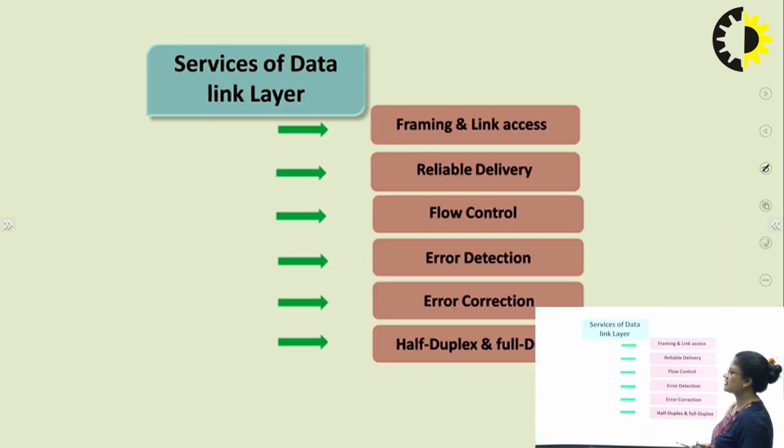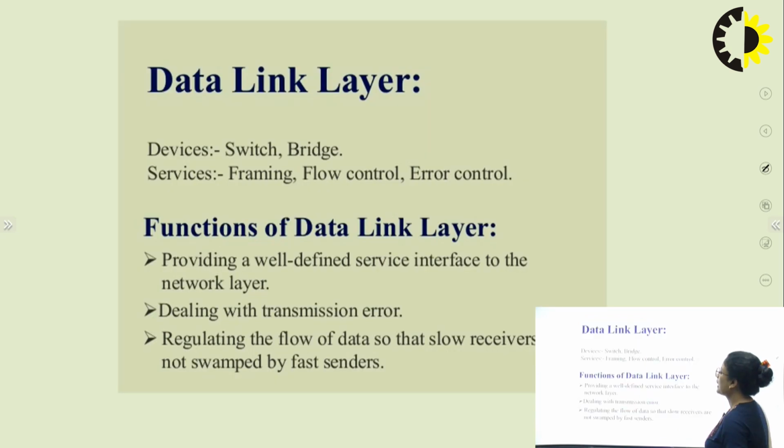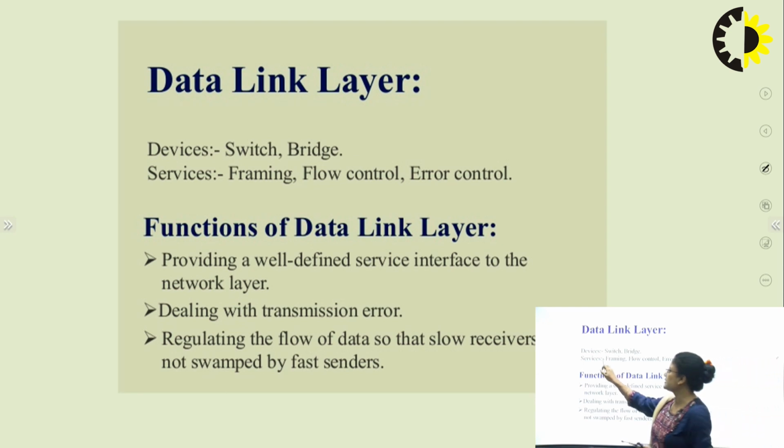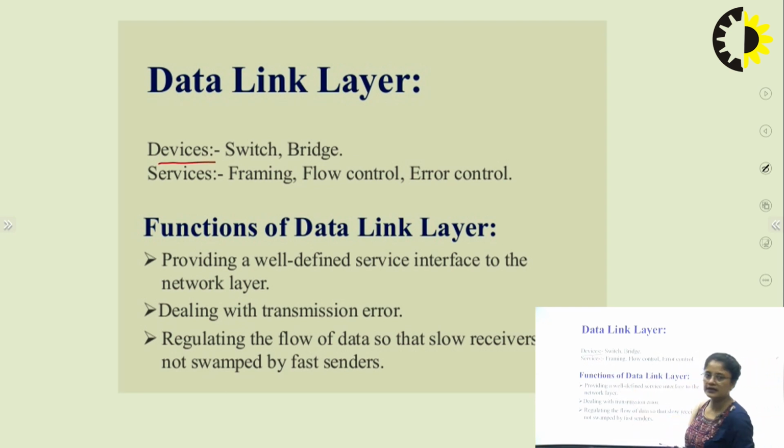And what are the services that the data link layer provides? It provides framing, reliable delivery, handling of flow control and error control, and taking care of half duplex and full duplex modes of communication. The devices that work at the data link layer include switches, bridges, and so on. The services, as I already told, are framing, error control, and flow control. Today I'll be talking more on these topics.